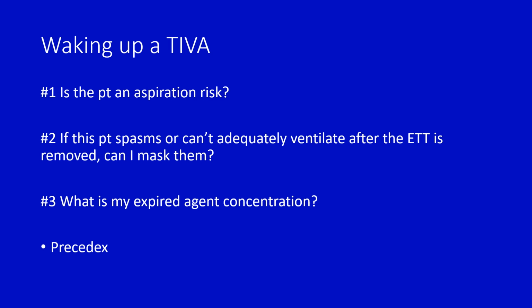Side note, one of the hardest things to get comfortable with in anesthesia is determining when you can safely remove the ET tube. For me, I always ask 3 questions. First, is the patient an aspiration risk? If the answer is yes, I'll wait until I know the patient can protect their airway. One good sign is swallowing.